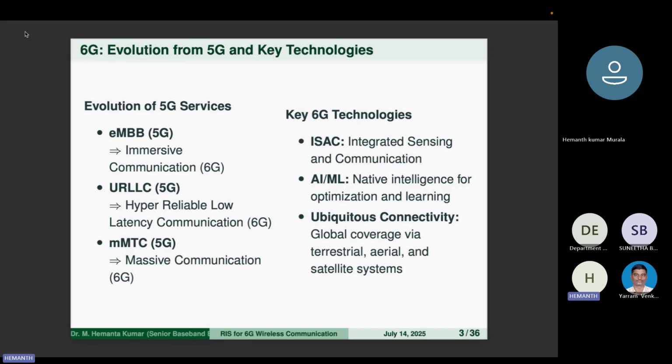The next thing is ubiquitous connectivity. This is also involved in 6G. Ubiquitous connectivity means it can be connected to the entire world. How will it be connected to the entire world? Through satellite. That is called terrestrial networks and non-terrestrial networks. So for both in combination, non-terrestrial networks are required.